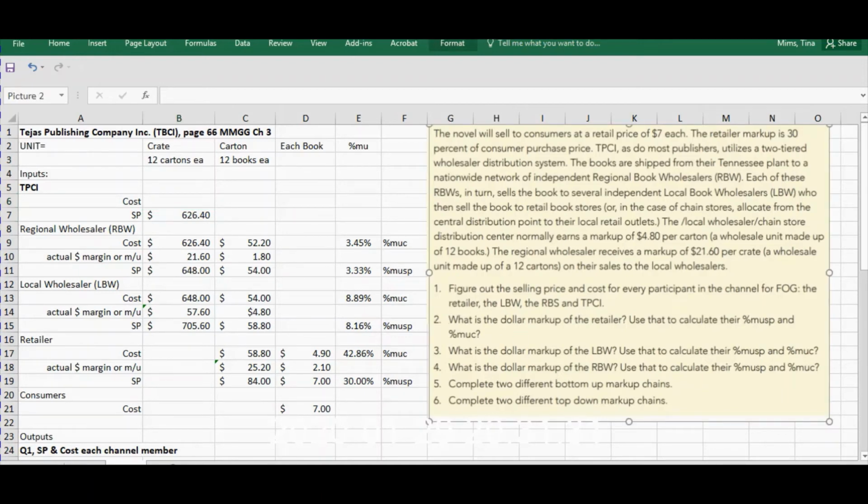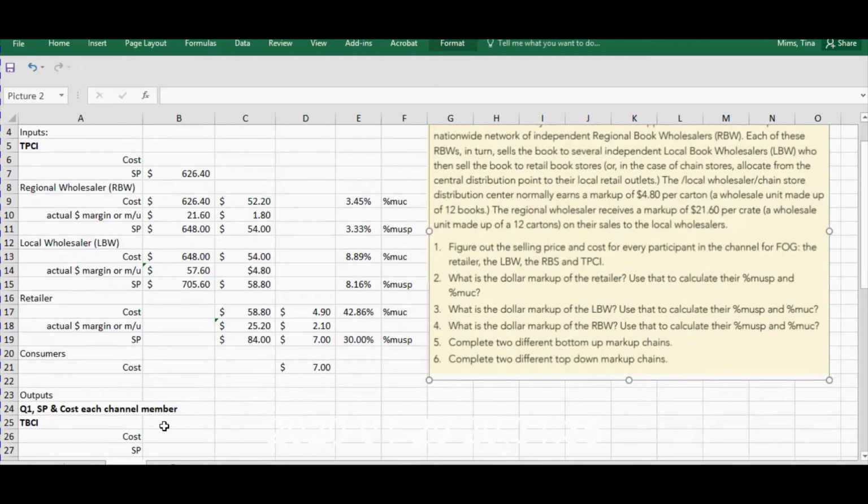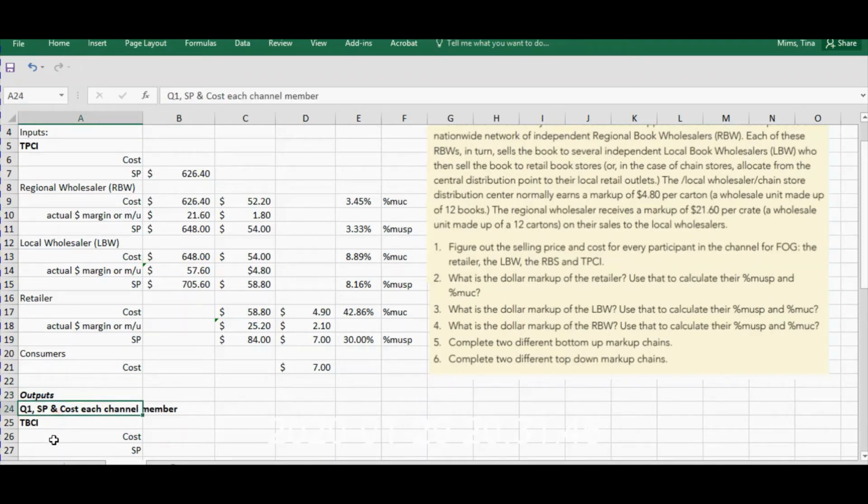Now, here's what you're going to be expected to do when you have your cases in class. So the first question says, figure out the selling price and cost for each participant. So let's make an output section. You should have this output section here, okay? And it's going to say selling price and cost for each channel member. Let's start with TBCI. We're going to put unable, okay? But the selling price we have, don't we?